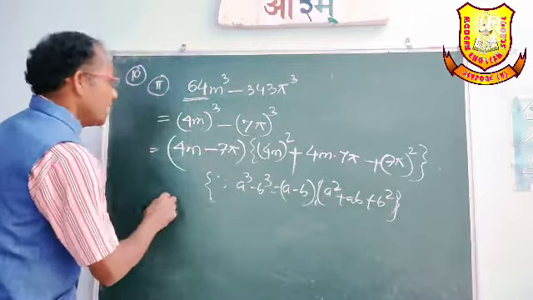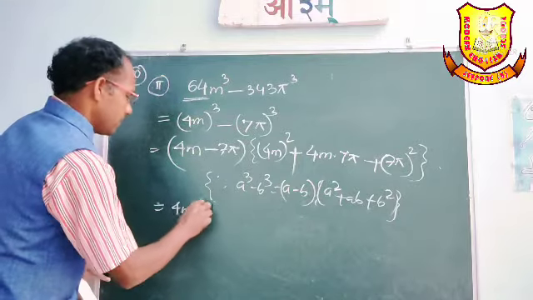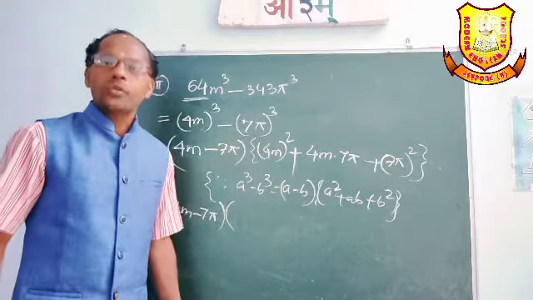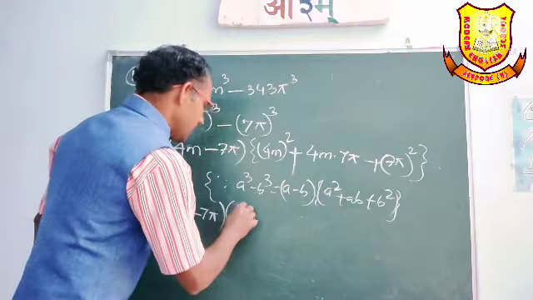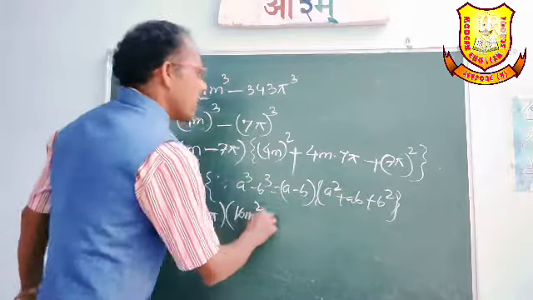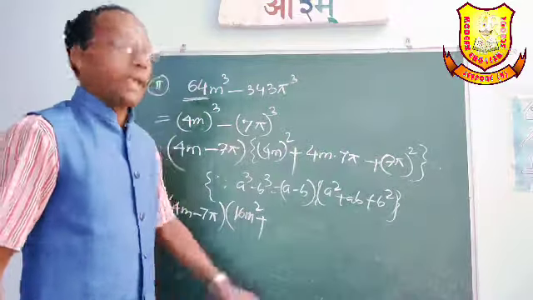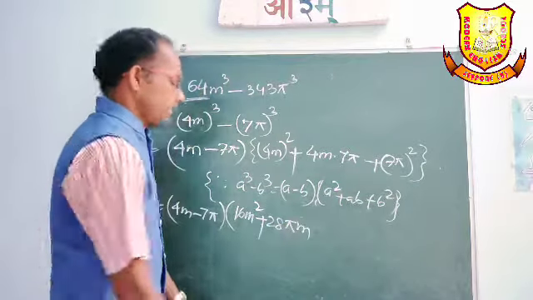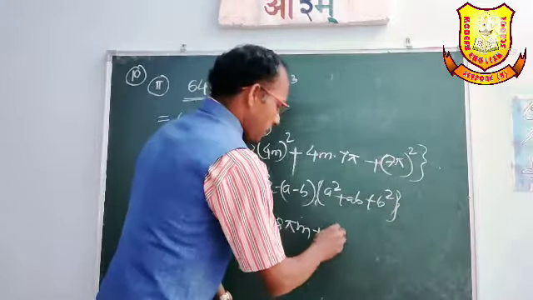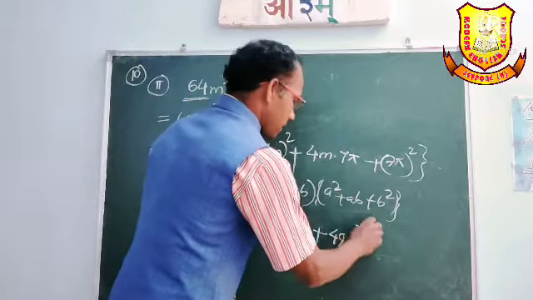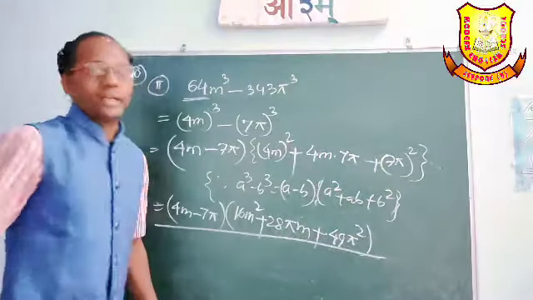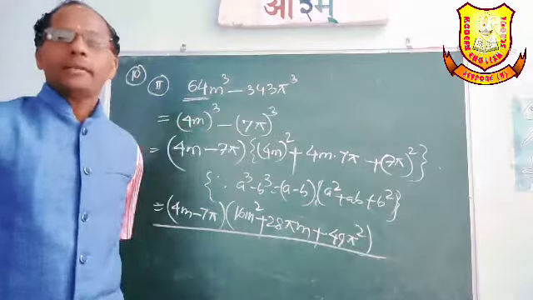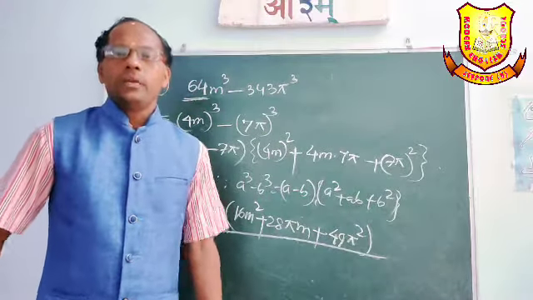Okay, that is equal to (4m minus 7n) whole into, this is 4m whole square, 4 square equal to 16m square, so 16m square plus 7 times 4 is 28mn, or 28nm also can write, plus 7 times 7 is 49n square. This is the factorization of 64m cube minus 343n cube. You can write like this.